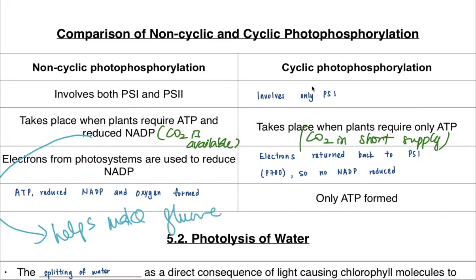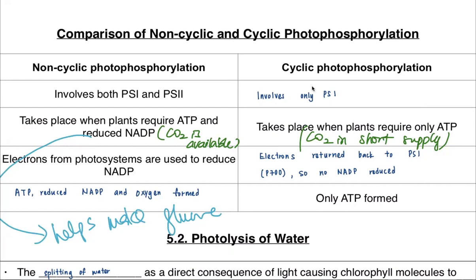Of course, formation of glucose requires carbon dioxide as a raw material. So whether this raw material is available would also dictate which process will be carried out. Ultimately the electrons from the photosystem will be used to reduce NADP, but here no, it's just returning back to PS1. So NADP is not reduced.